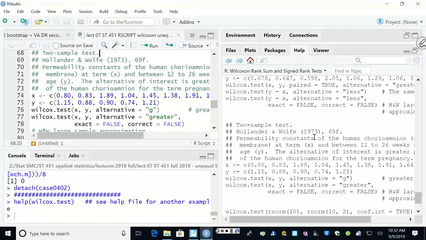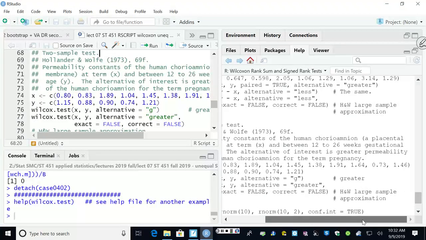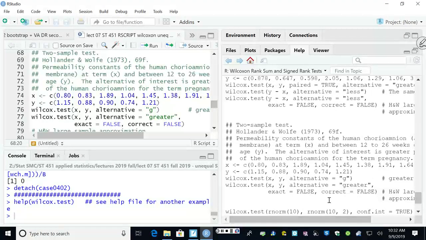But permeability constants of the human chorioamnion membrane, at term and between 12 and 26 weeks of gestational age. So at term, 37 weeks, so earlier versus later. And is it changing? It's kind of interesting to think about how you would get those measurements, that kind of an invasive procedure. Maybe they can get it from X-rays or sonograms or something. I'm not sure. But anyway, it has the values there and the test. So this illustrates the procedure.